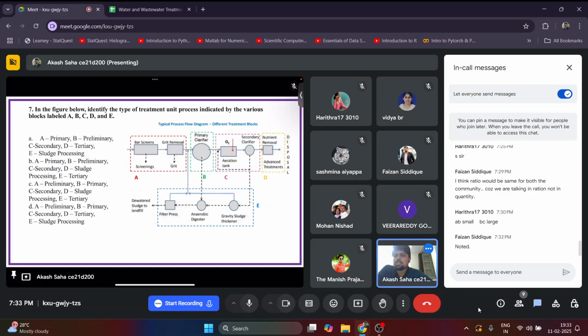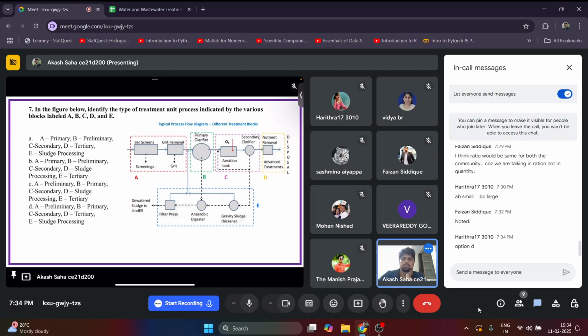Now next question. In the figure, we have to identify the type of treatment unit processes indicated by various blocks labeled as A, B, C, D and E. So A consists of screenings and grit chamber, B has the primary clarifier, C has the secondary clarifier and the aeration tank, D has the nutrient removal and some advanced treatments, and E has some sludge treatment. So what are these processes? You have to identify which one is primary, which one is preliminary, what is secondary, tertiary and sludge processing.